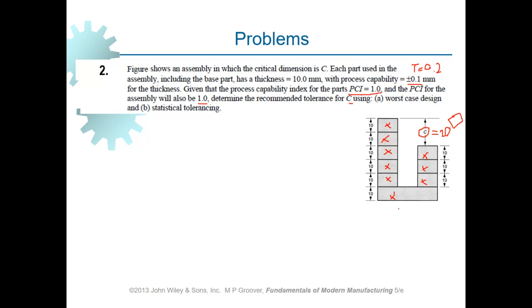In the worst case scenario, let's see which one of the parts is playing a role in determination of critical dimension C. The thickness of the base part, which is sitting here, has no role. That is, if this part is either thicker or thinner than what it is, it's not going to affect the value of C. So this one is playing practically no role in what the dimension of C is. So the dimension of C is a function of the thicknesses of the remaining 8 parts.